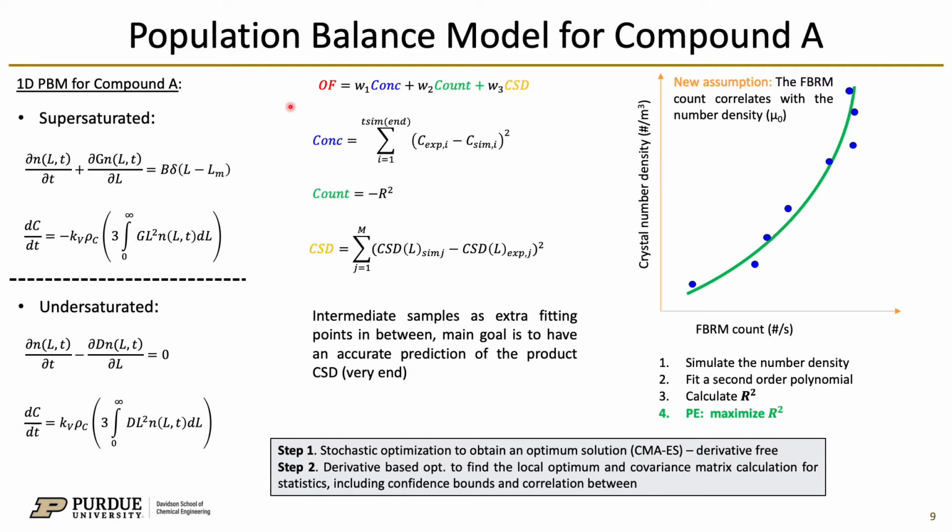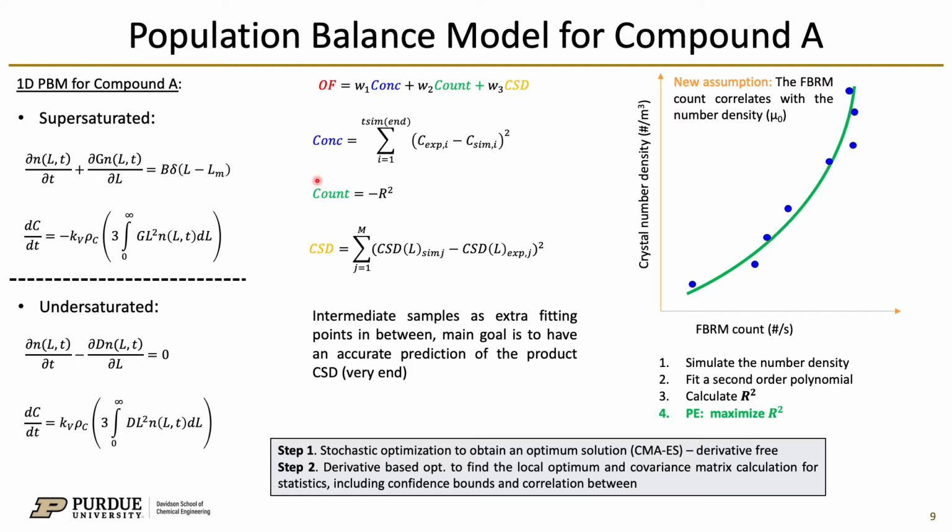Then, this model was trained for kinetic parameter estimation by minimizing the objective function shown in the middle. The difference between experimental data and simulated values for concentration and product crystal size distributions were minimized, while the correlation between FBRM counts and the simulated total crystal number was maximized.